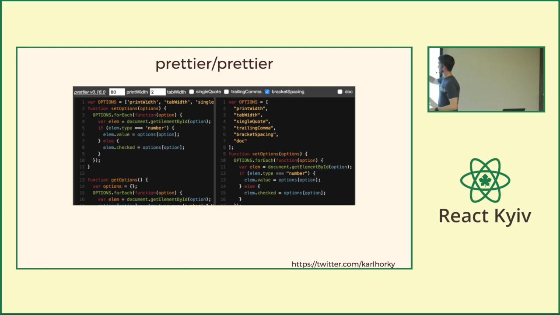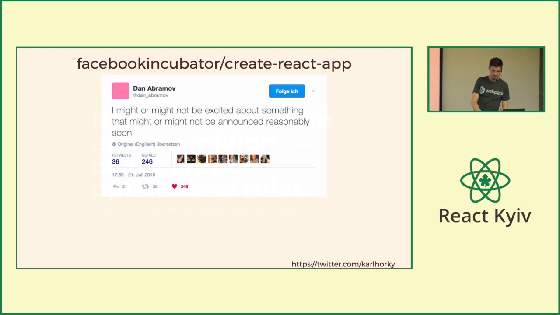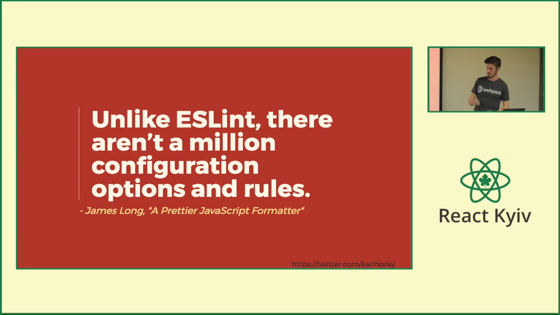So these are all the options that they had, back when I took the screenshot, actually that was some while ago. But they're trying to get away with having less options there. So that's by James Long, and what he said about it was, so unlike ESLint, there's not 1,000 configuration options, and this dramatically reduces the bike shedding that we were talking about. So not as much talking about the little options that you have opinions on.